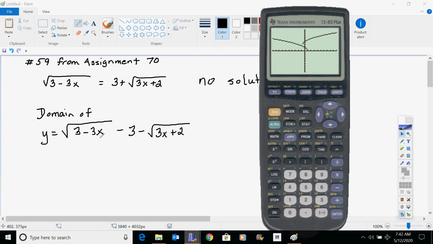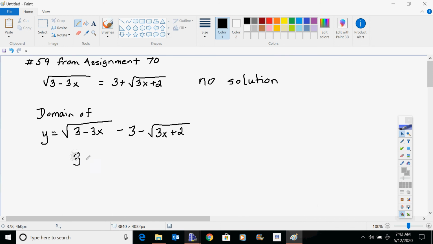Well, how do you do that? You need to look and make sure that the x values that work in here and the x values that work in here are together the domain. So we have two things happening. First of all, this part has to be greater than or equal to 0, because you can't take a square root of a negative and get a real number. These solutions are real solutions, so that has to be greater than or equal to 0. The other one is this square root also has to be greater than or equal to 0.